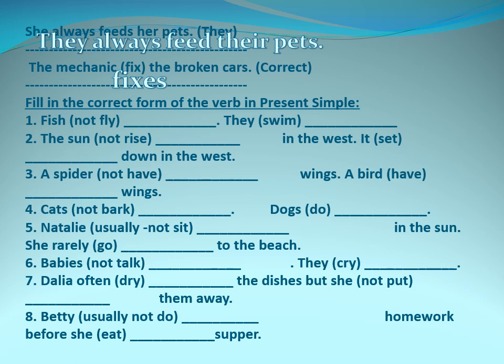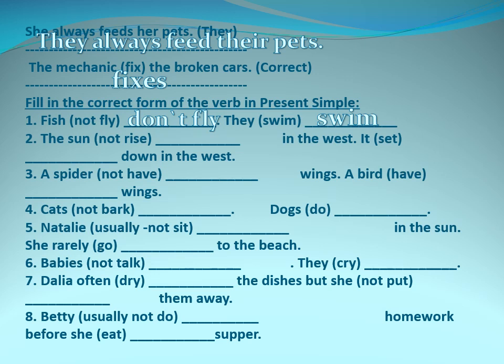Fill in the correct form of the verb in present simple. Okay, let's look at verb number 1. Fish not fly, they swim. So he means here fish more than one, because we know that the plural of fish is fish. So I'll say fish don't fly, they swim. Because I mean here fish more than one. How did I know? Because in the other part he said they.